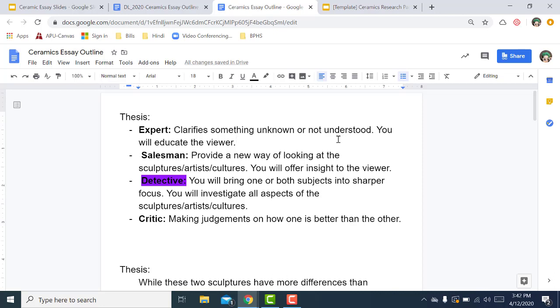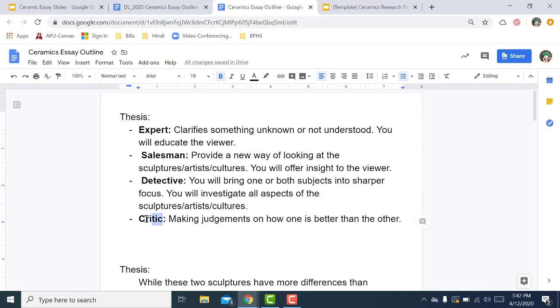Now again, this is compare and contrast. So you're showing the differences, you're showing the similarities, but your thesis is what's going to tie it all together because you're going to prove something as you continue on. So with the detective, you're pulling information and you're highlighting it. So depending on how you want to go about doing that.